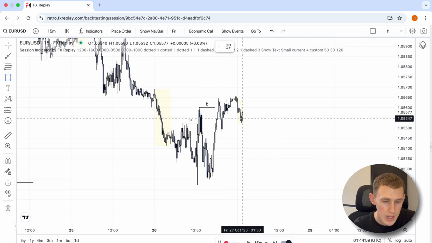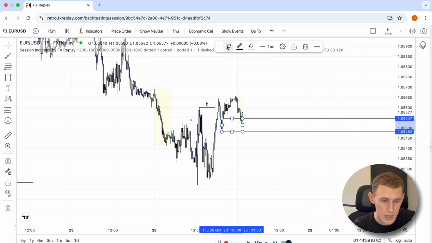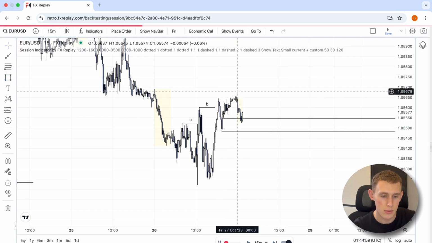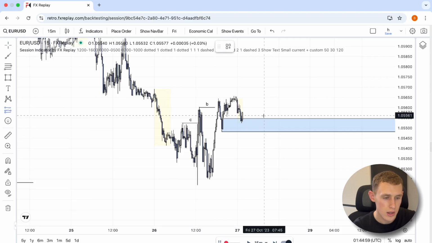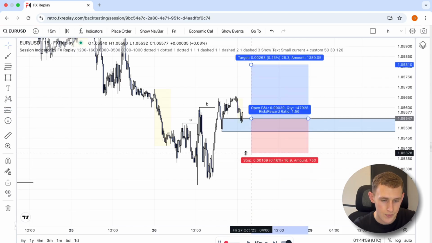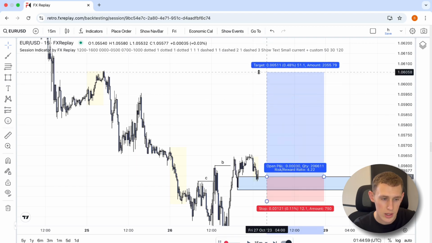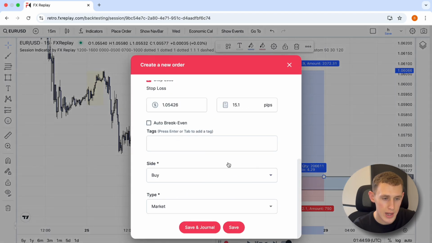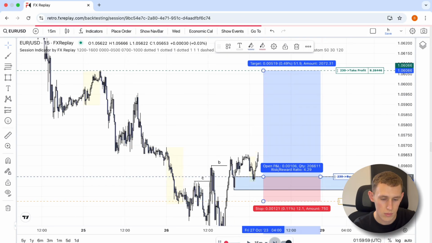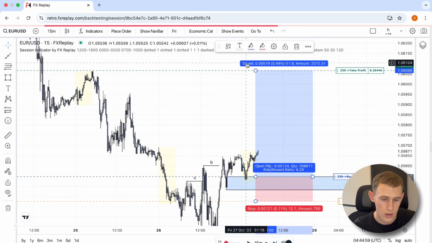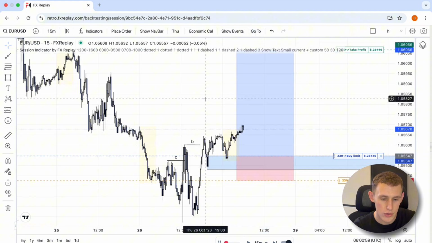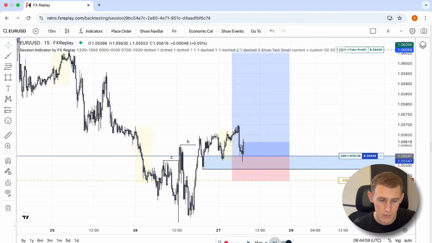So actually, if we can get a retest of this demand, which price has just done, I'm going to enter this trade, stop slightly below the low, and I'm going to target that previous high to the left. I think we might have missed the entry. I entered too late.